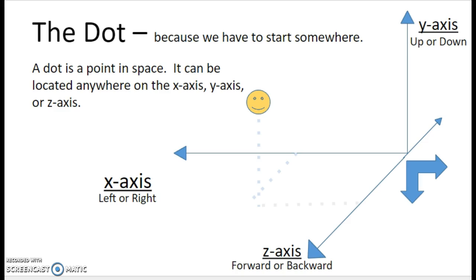With any drawing, the creation is the point, or in this case, a dot. A dot is a point in space. It can be located anywhere on the X, Y, or Z axis.